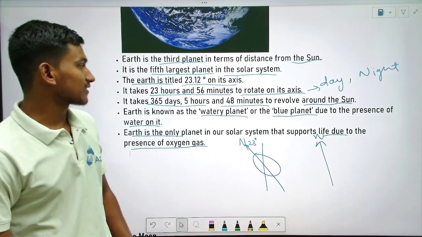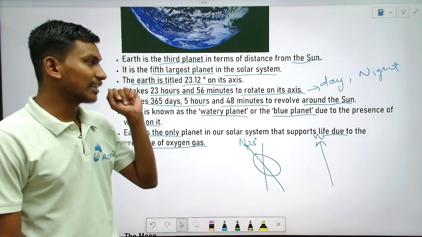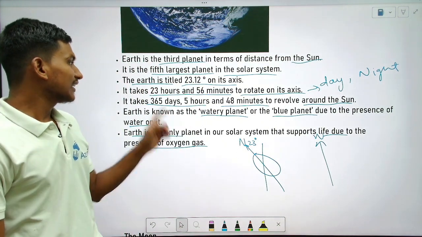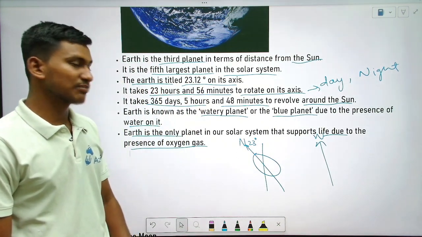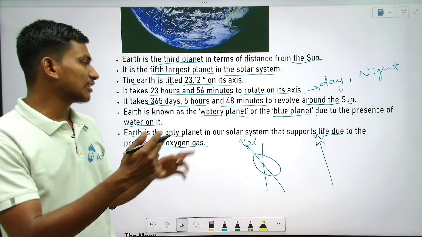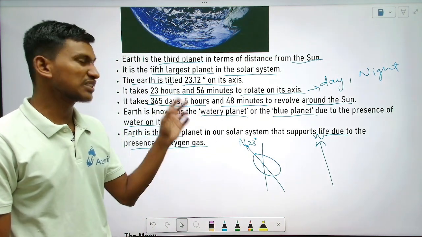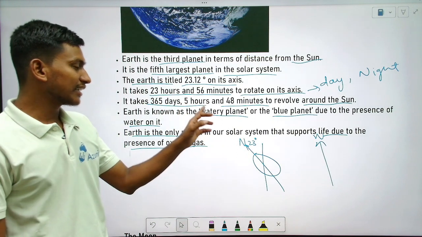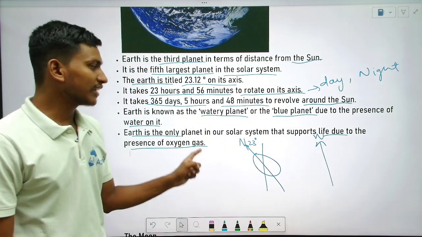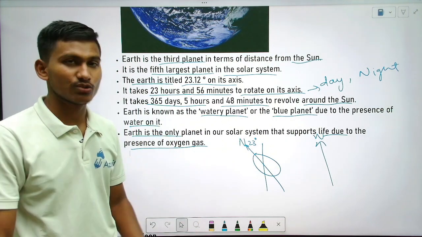Earth is the third distance from the sun and the fifth largest planet, and it is tilted how many degrees? 23.12 degrees. It takes 23 hours 56 minutes to rotate around itself. Around the sun it takes 365 days and 5 hours, nearly 6 hours, you can remember. It has water and we call it the blue planet, and it supports life, the only planet in the solar system that does.